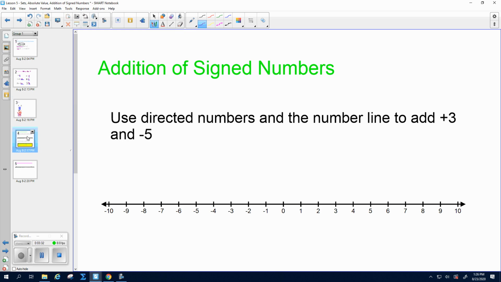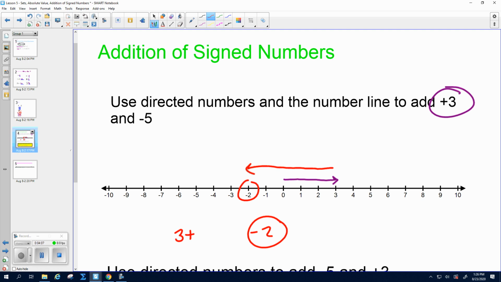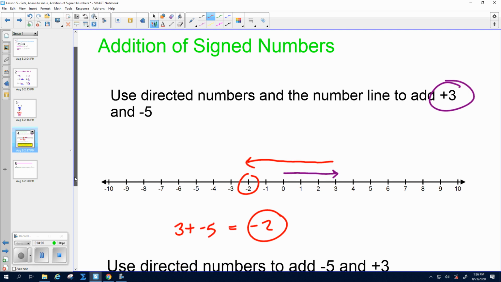Okay, addition of signed numbers. Signs are just positives and negatives. So we just want to add +3 and -5. I know most of you know the answer to this, but I'm going to show you on a number line. I've got +3, so I'm going to start at 0 and go to the right 3. Now I'm at +3, and now I'm going to add -5. So -5 goes to the left. That would be 1, 2, 3, 4, 5. I ended up on -2. So this is just 3 plus -5 equals -2, and I showed it with a number line.